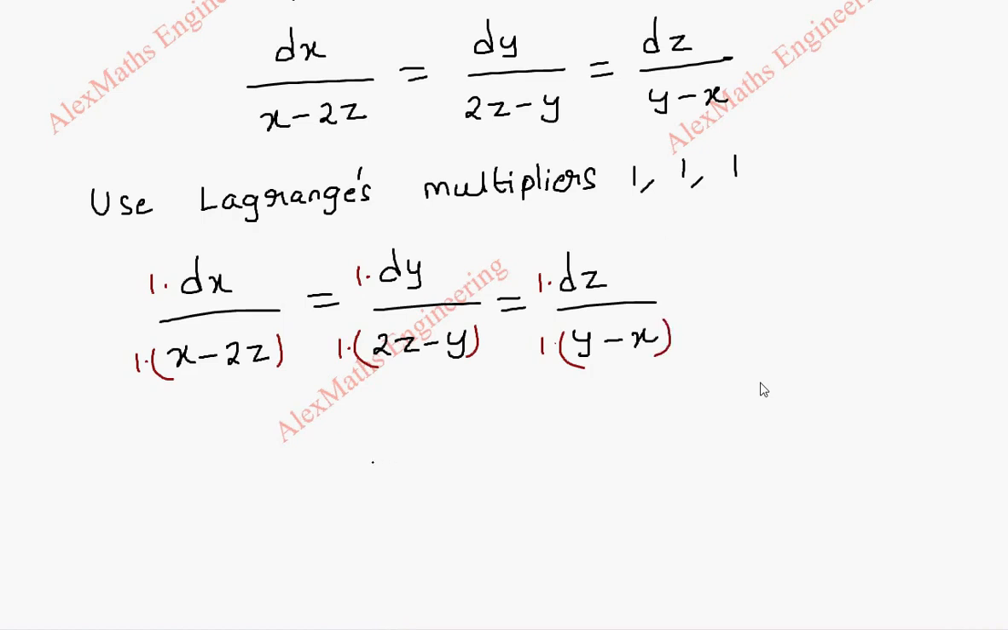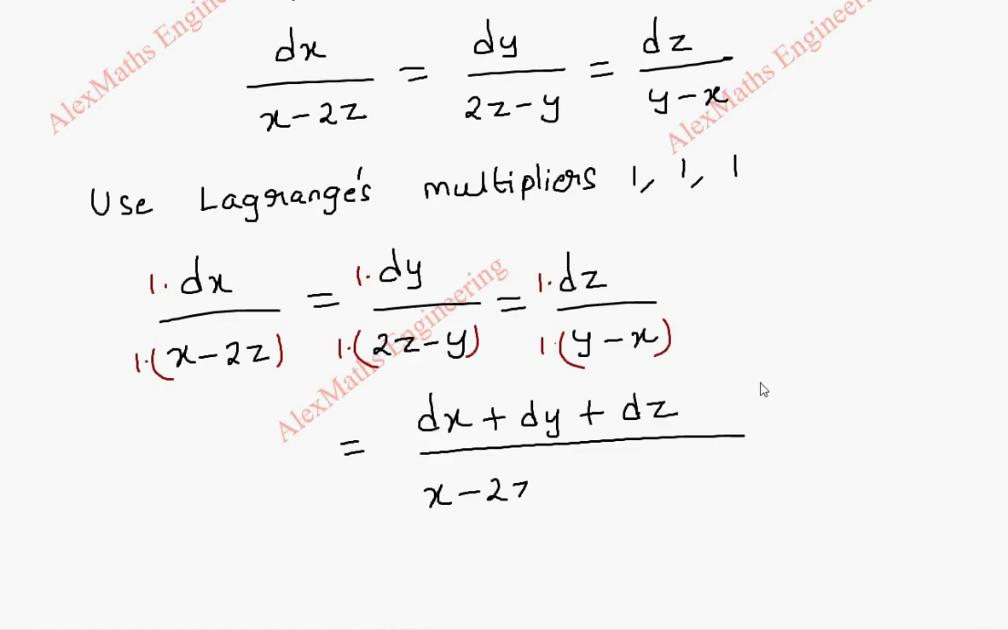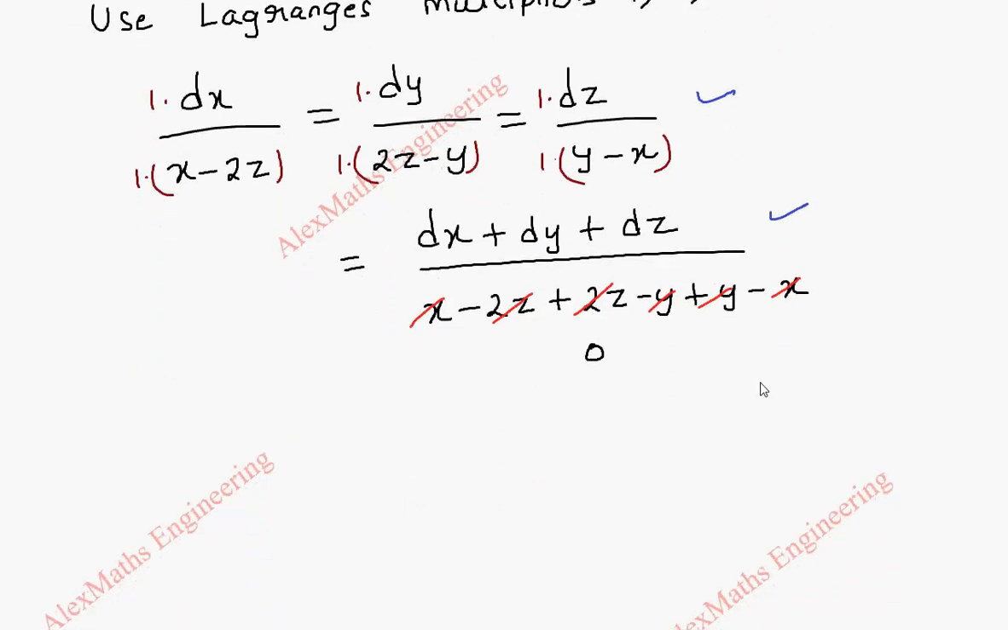Now, using the ratio property, I am going to add all the numerators. So, dx plus dy plus dz will come in the numerator. When I add the denominator, it is x minus 2z plus 2z minus y plus y minus x. So by doing so, x minus x, 2z minus 2z, y minus y gets cancelled and the entire denominator becomes 0. And now I am going to equate these two terms alone and simplify further.